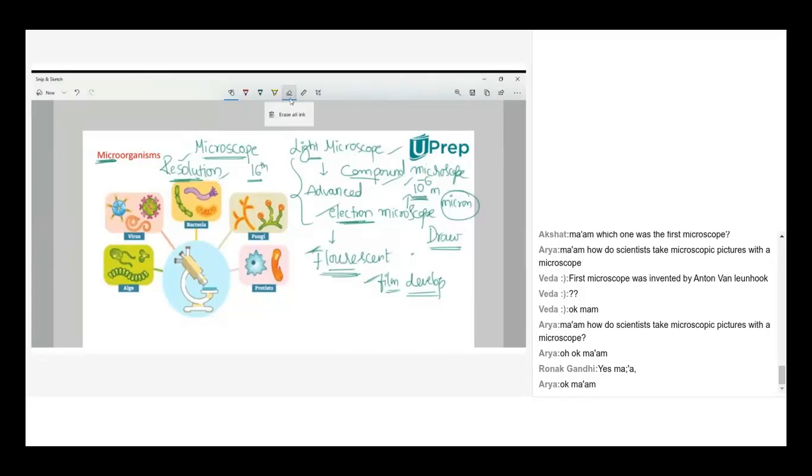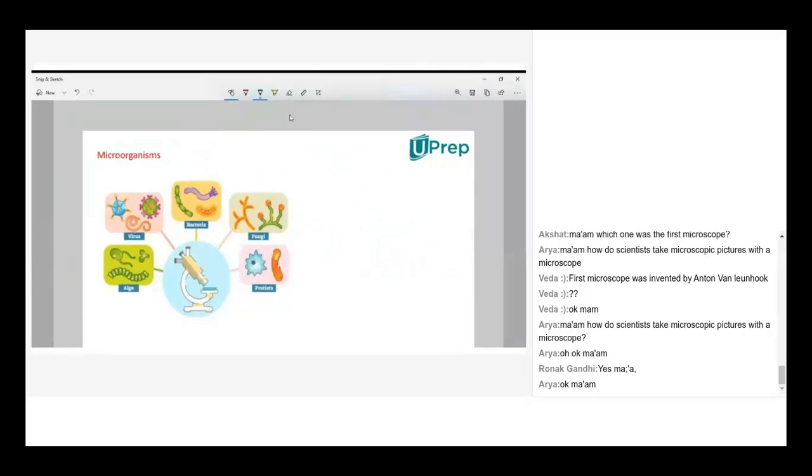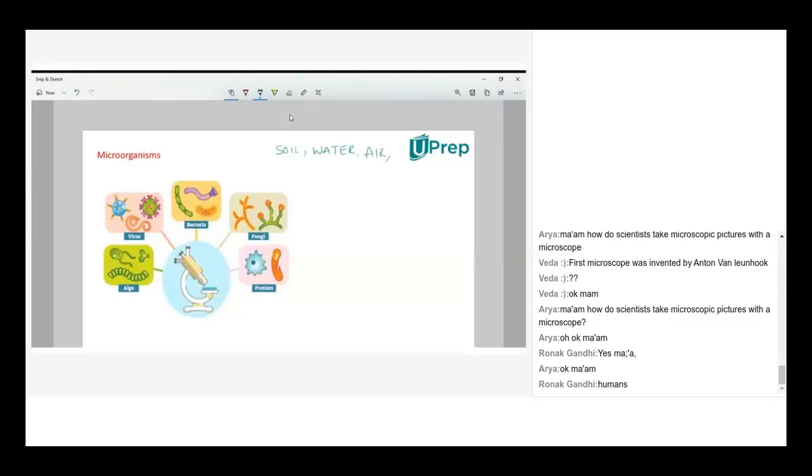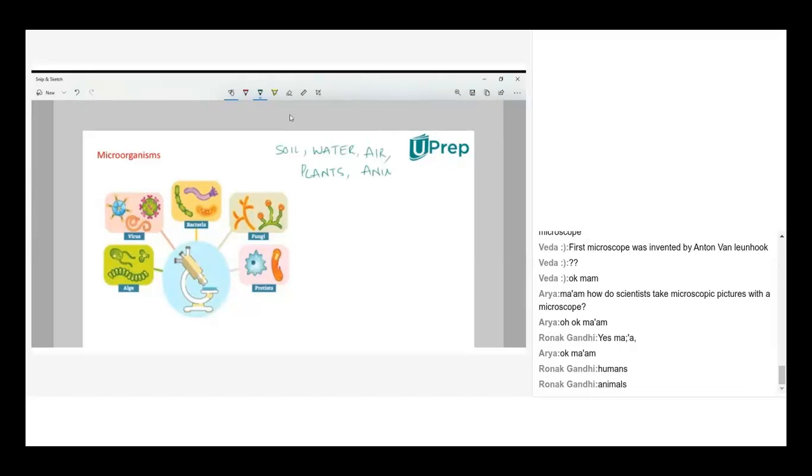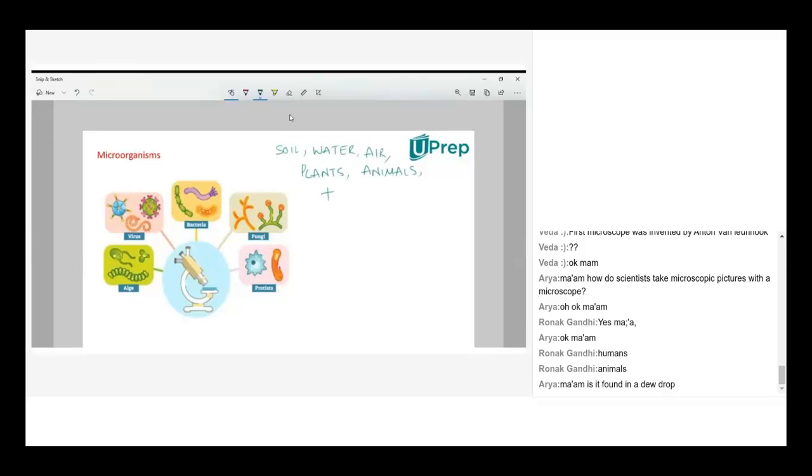So when you take microorganisms, you'll find microorganisms everywhere. Soil, yes, of course. Water, yes. Air, then plants, animals, including humans, isn't it? So everywhere you will find microorganisms. Even on waste material also you will find microorganisms. So the total environment where you find microorganisms is omnipresent. So remember this word, omnipresent.